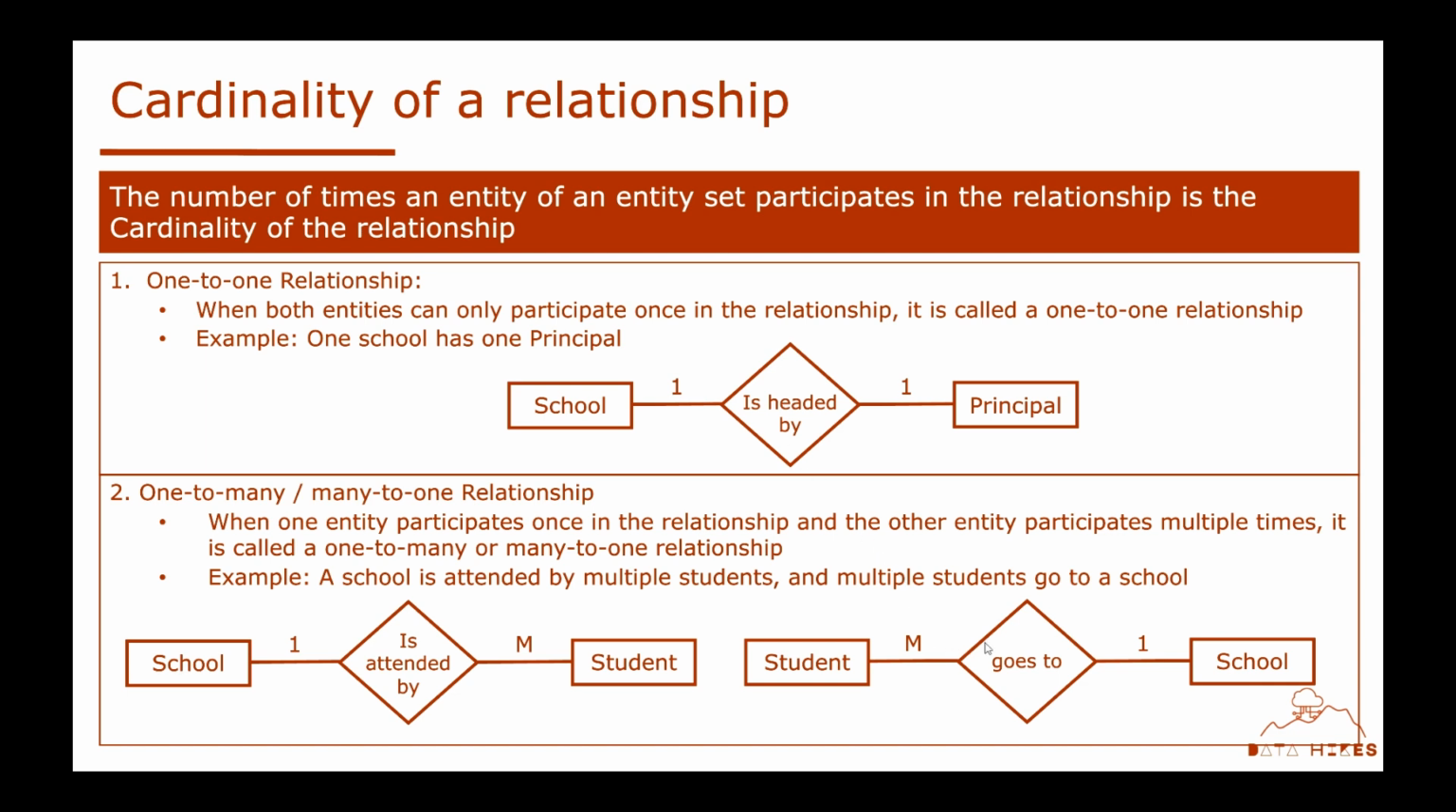Can we say the flip side of this? Can we say one student goes to multiple schools? That does not sound right either, because one student will not go to multiple schools. But since it is true that one school can have multiple students, or multiple students can go to one school, this is a many-to-one relationship, or in this case, a one-to-many relationship.